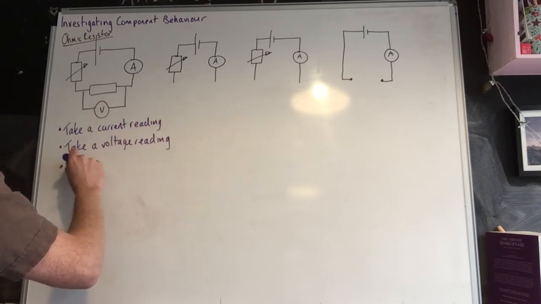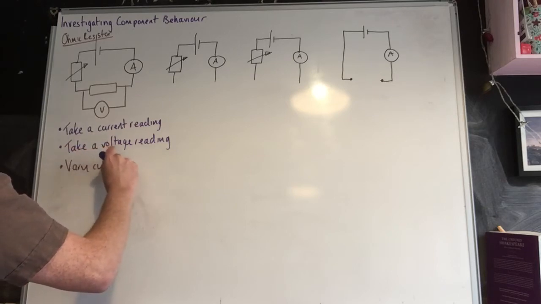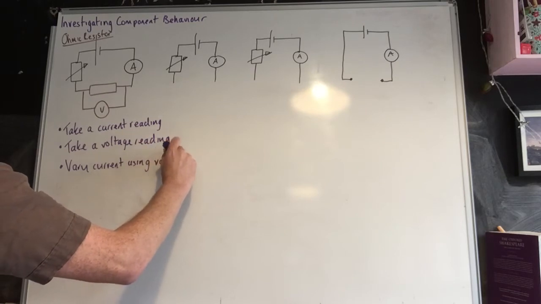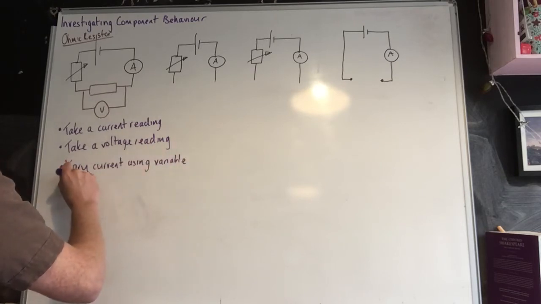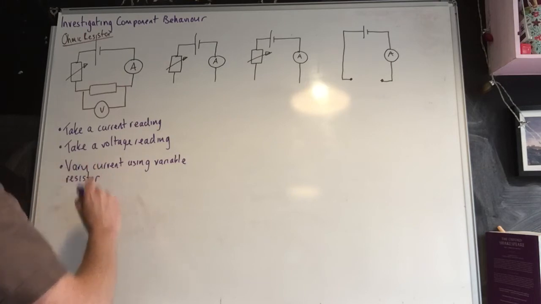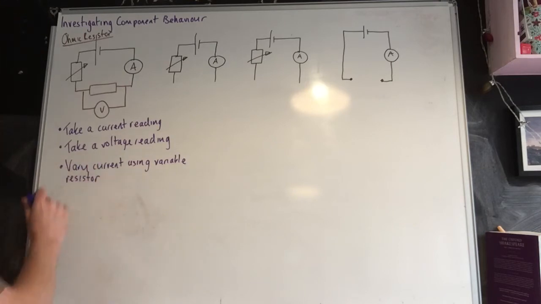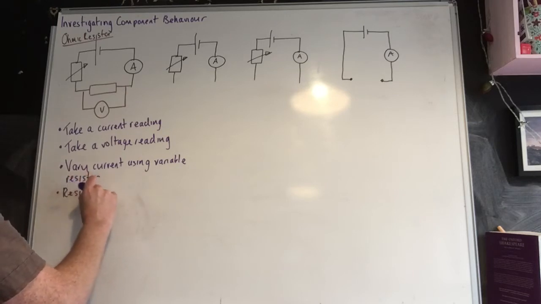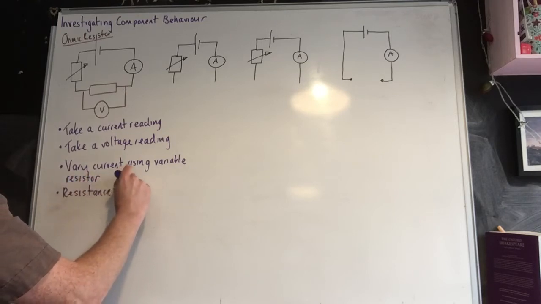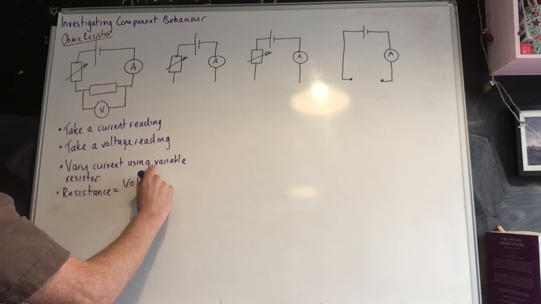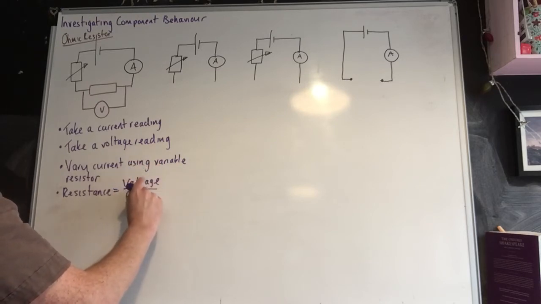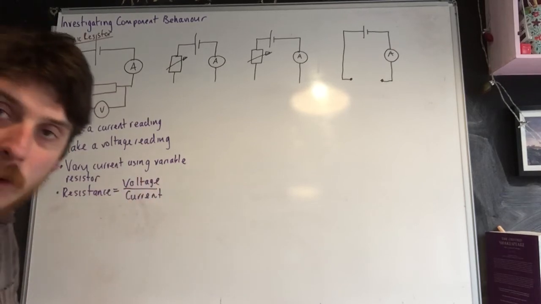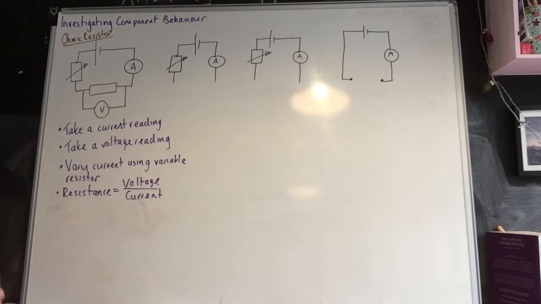You'd need to vary the current using the variable resistor. So that's manipulating the value for the current, and then you would need to state that to calculate the resistance equals voltage divided by current. Remember, you will get credit if you draw a diagram, and you're heading for 6 marks in that situation there.